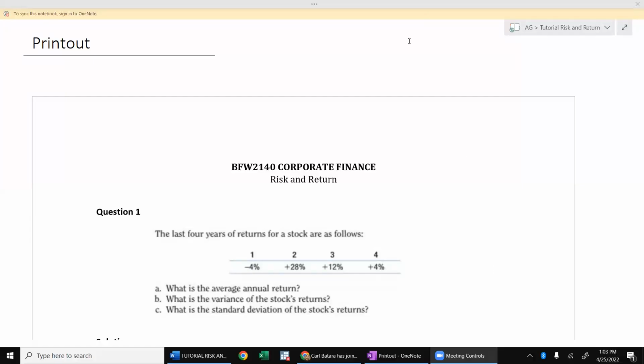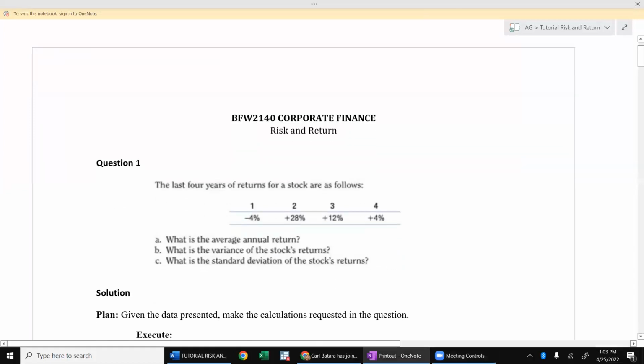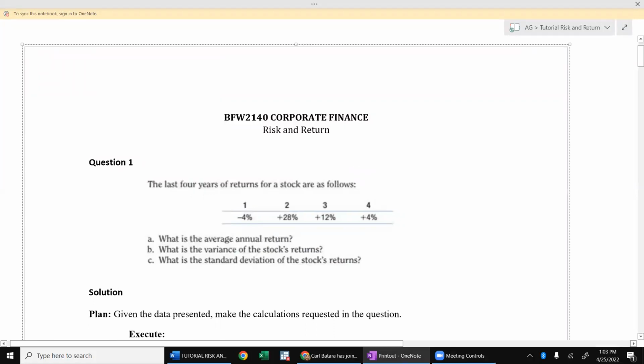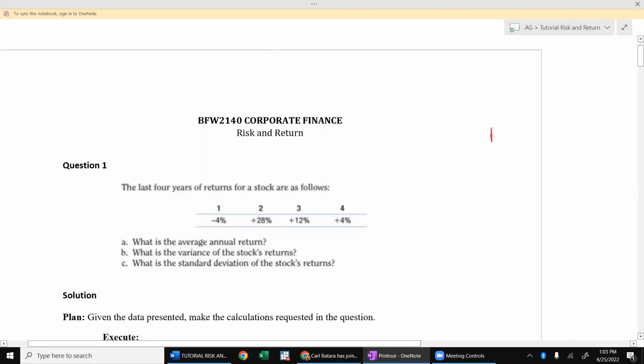So hi everyone, thank you so much. Today we are going to discuss our questions on risk and return. From the mind map I had shared at the end of the lecture, you will see that risk and return are calculated. Risk and return are discussed from two large angles.